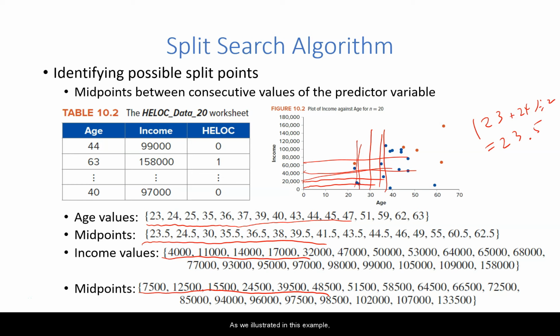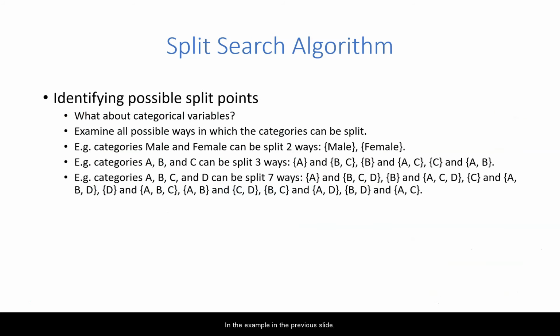As we illustrated in this example, this is how the split search algorithm identifies candidate split points. The concept can be extended to more dimensions. If there are more than 2 variables, then the same is done to identify candidate split points on other variables. In the example in the previous slide, both the age and income variables are numeric. Therefore, the midpoints of consecutive values are used as candidate split points. And at the same time, we can visualize them on a scatter plot.